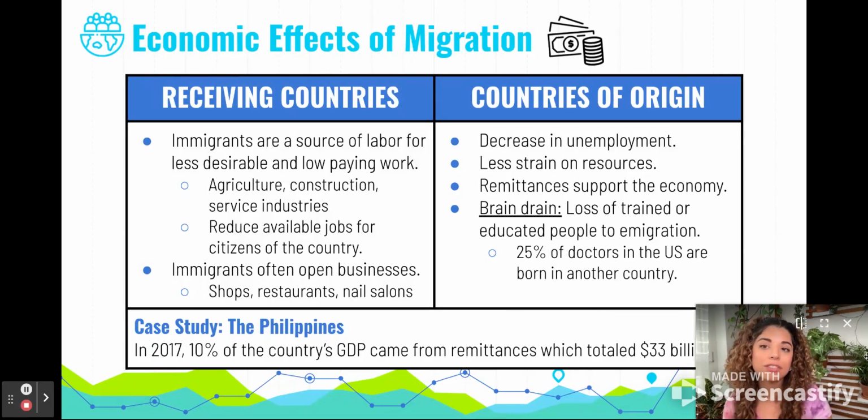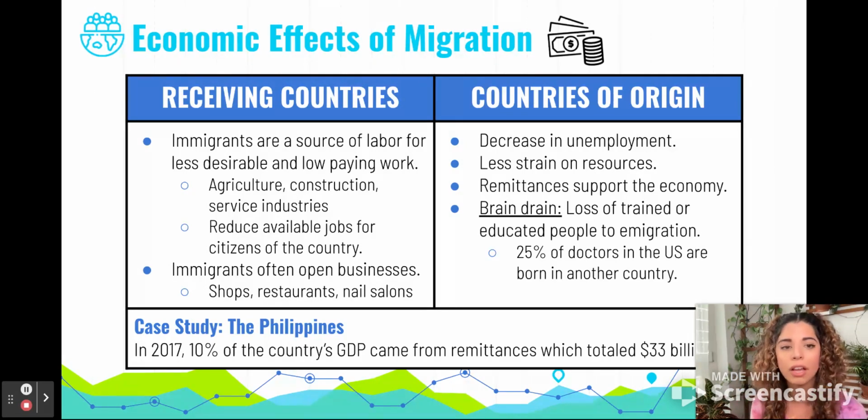And then countries of origin in terms of economic effects. This decreases unemployment in their home countries because then they're not actively looking for work there, right? Then there's less strain on the resources of their country of origin. And then also this term remittance or remittances, which we discussed in the previous video, this supports the economy, right? If they're receiving money in from other countries, that then gets spent and injected into that country.